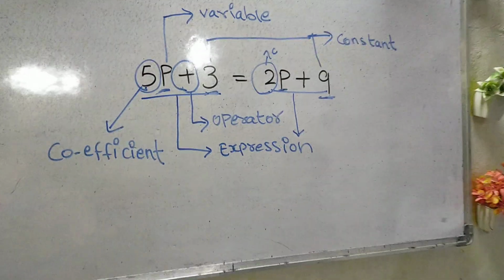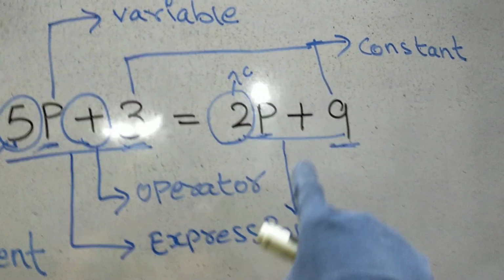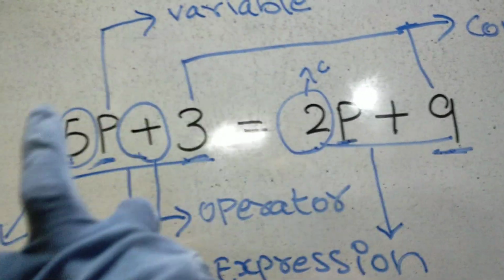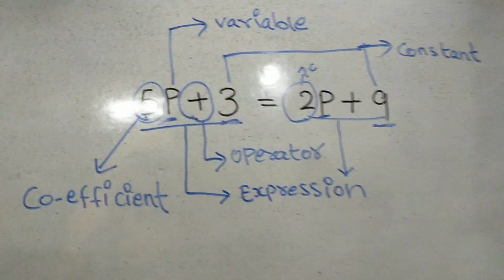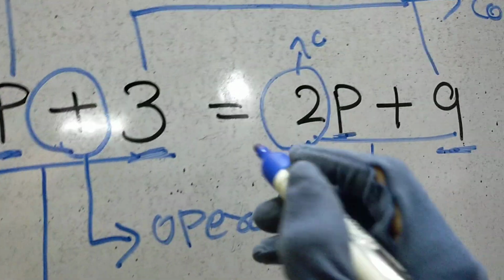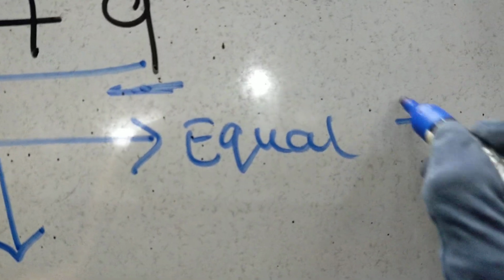It's easy now. What is this entire thing called, Siddharth? Equation. 5p plus 3 is equal to 2p plus 9 is an equation. What is an equation? It is a mathematical statement that holds equality of two expressions. What are expressions now? See, there is an equal to sign in the center.